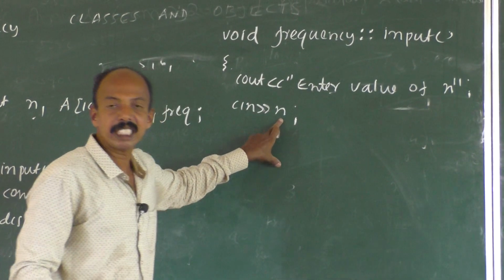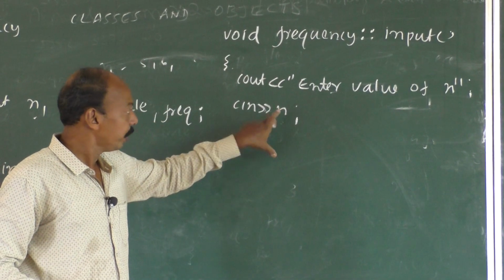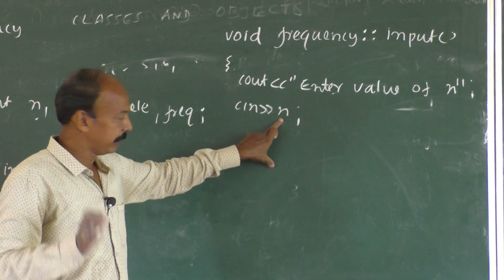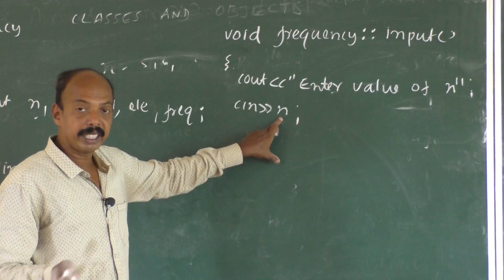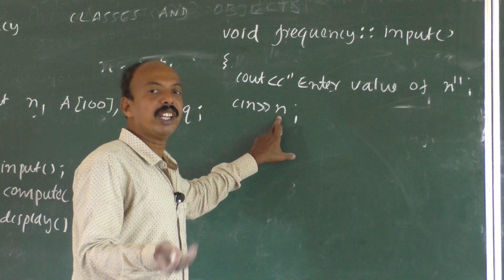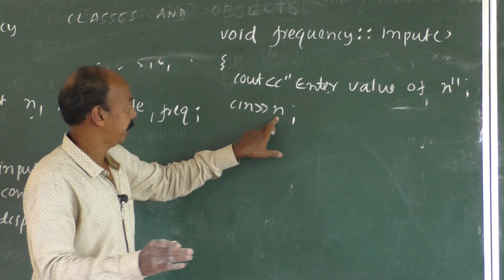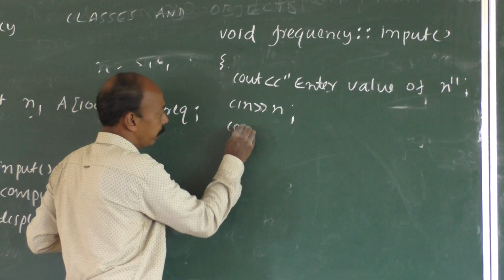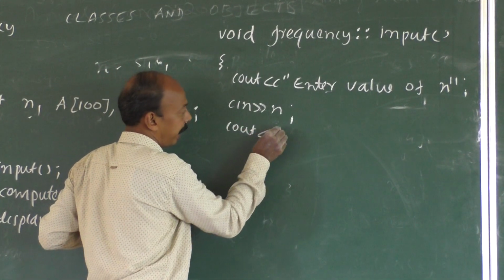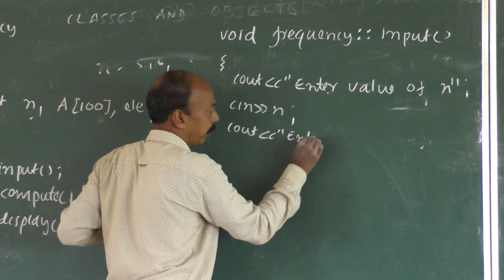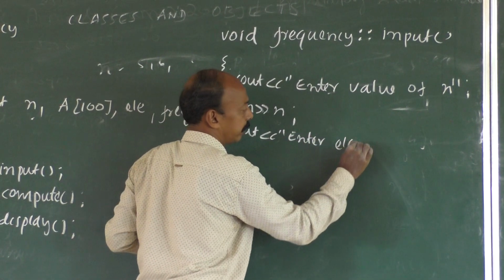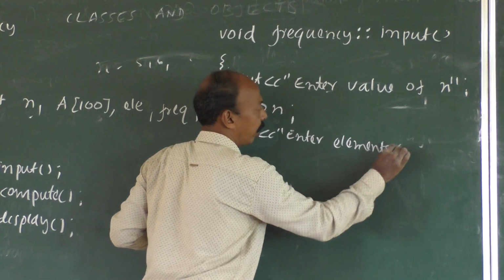We are reserving 100 spaces for it. But out of 100 spaces, we are not going to enter all the values. Some n values, n value can be any value starting from 1 to 100. Then cout enter elements of array.